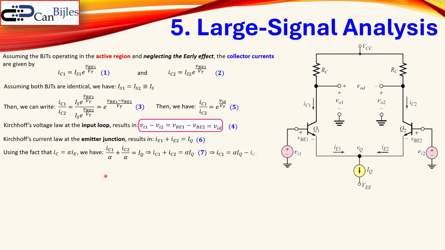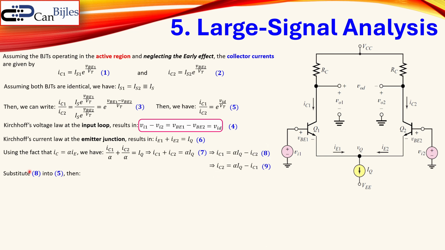And then we can also rewrite this, so we have IC1 is equal to alpha times IQ minus IC2, or we can say IC2 is equal to alpha times IQ minus IC1. So we have here two different versions of the IC1 and IC2 using the alpha times the IQ. So let's call this equation number 8 and 9.